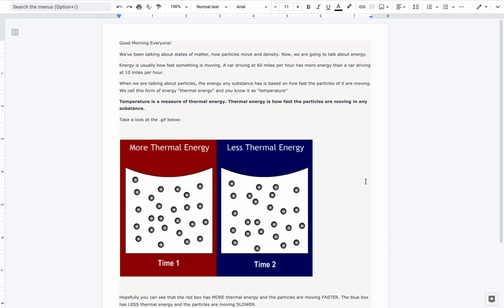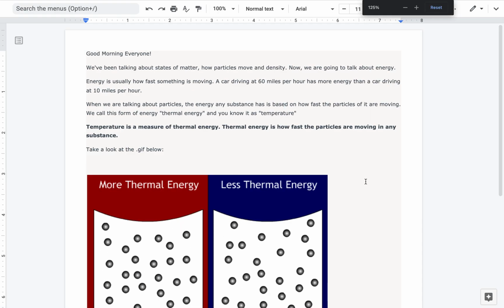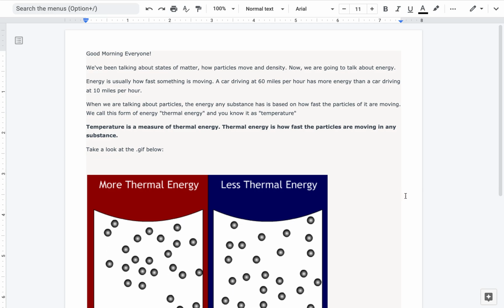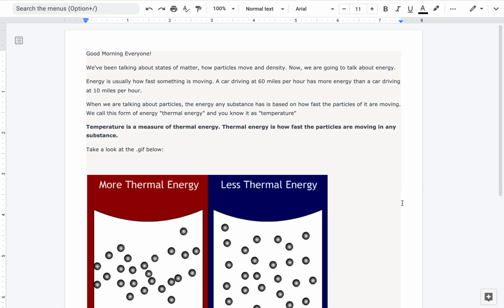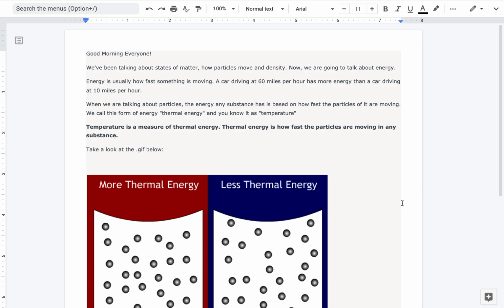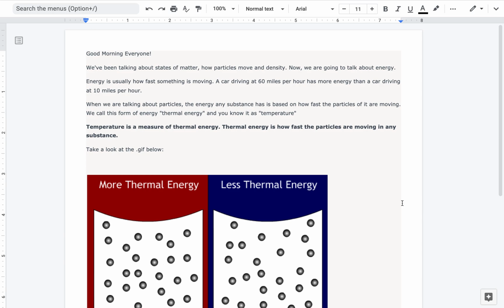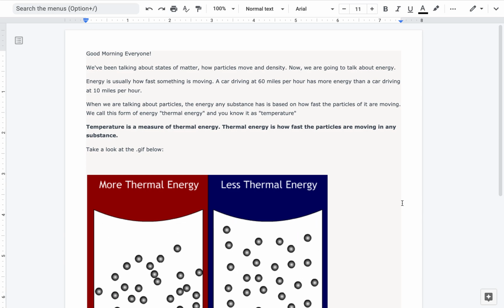But anyway, this is the second assignment of the first week back after winter break, and we've been talking about states of matter, how particles move in each state, and density in the states of matter. We've been talking about that for a while. So now we're going to talk about energy.